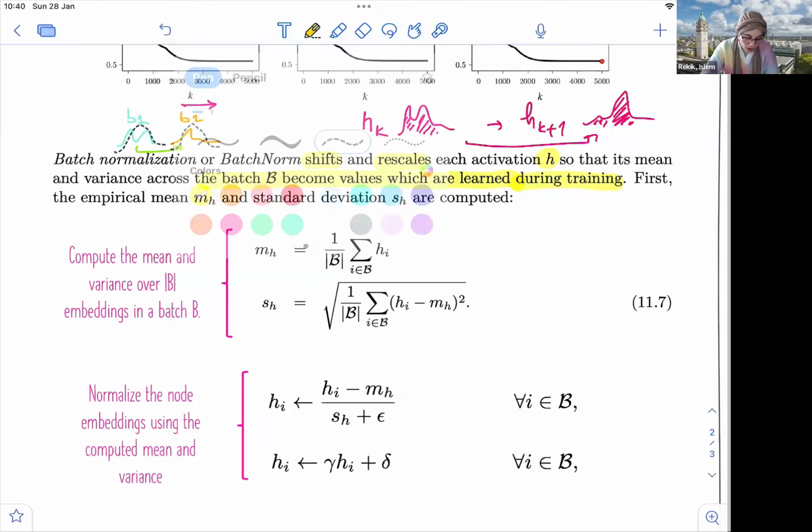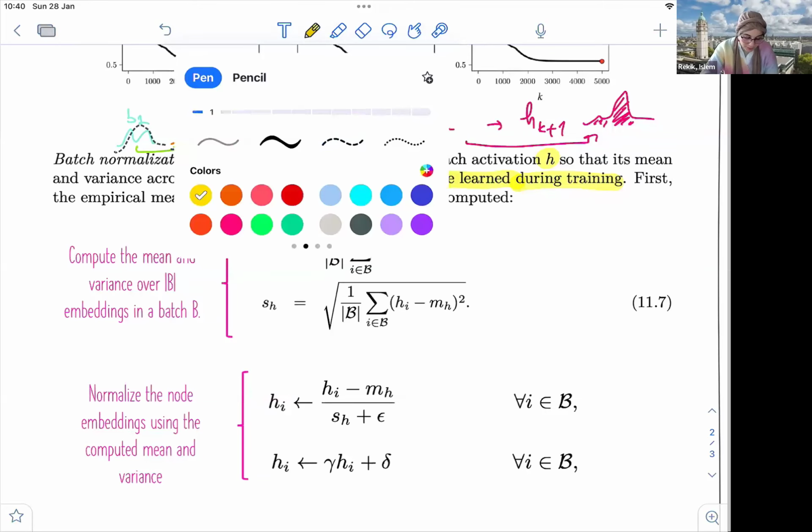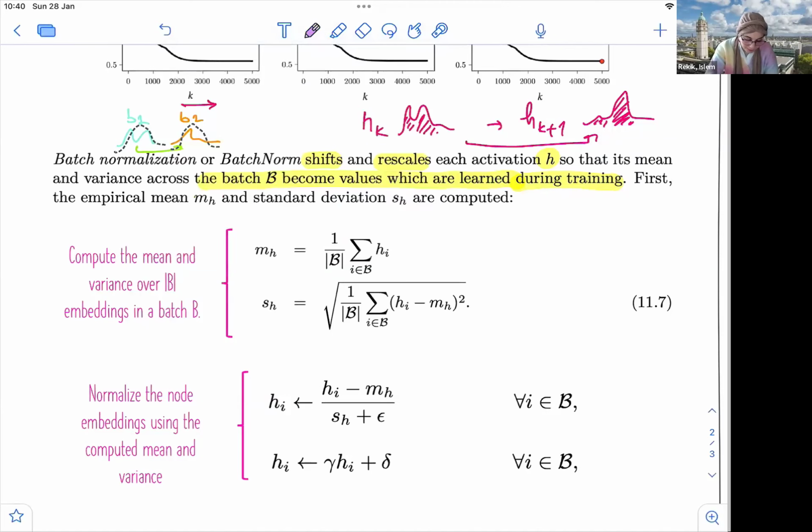So with particular shifting and scaling parameters to learn, let's call them gamma and delta, sorry, delta. So let's look at this. First we calculate the empirical mean of all elements in the batch. So we take the embeddings of all nodes in our batch in a particular GNN layer.